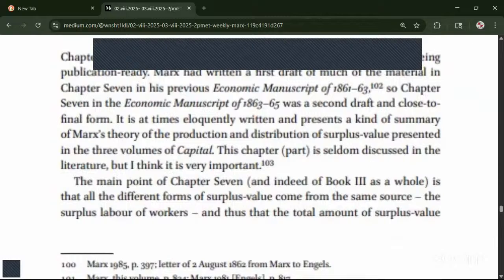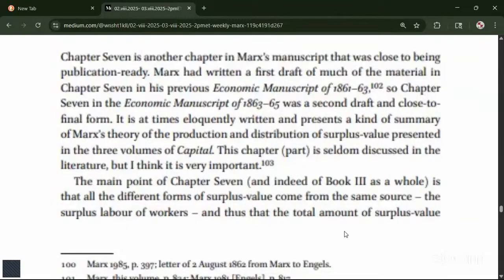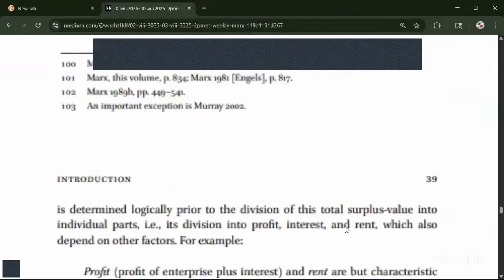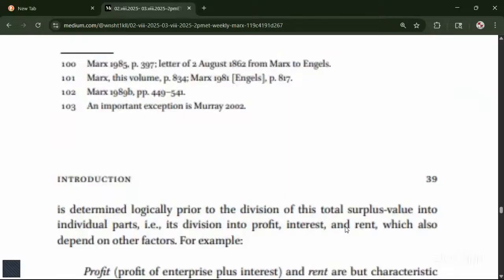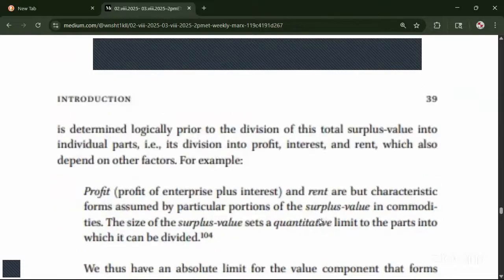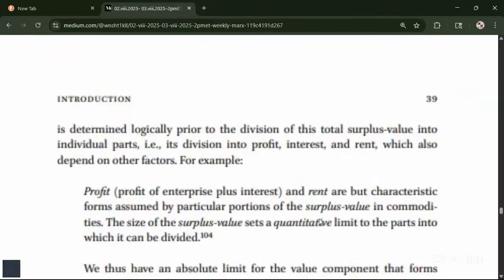The main point of Chapter 7, and indeed of Book 3 as a whole, is that all the different forms of surplus value come from the same source, that is, the surplus labor of workers, and thus that the total amount of surplus value is determined logically prior to the division of this total surplus value into individual parts, i.e., its division into profit, interest, and rent, which also depend on other factors. For example, quote, "Profit of enterprise plus interest, and rent are but characteristic forms assumed by particular portions of the surplus value in commodities. The size of the surplus value sets a quantitative limit to the parts into which it can be divided." Footnote 104.